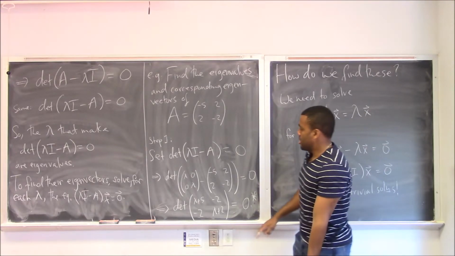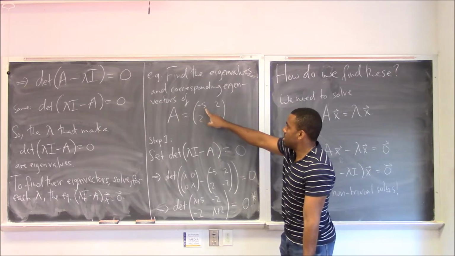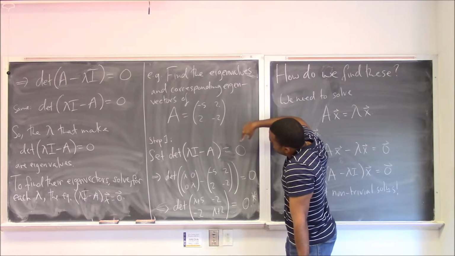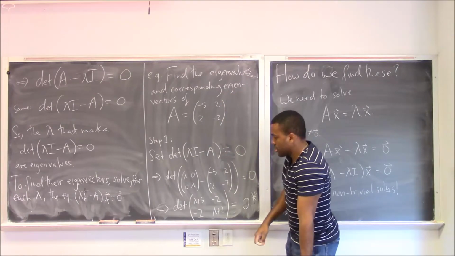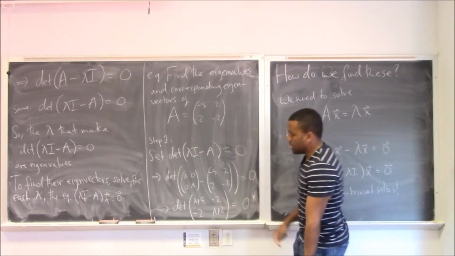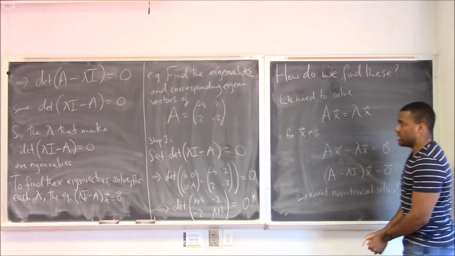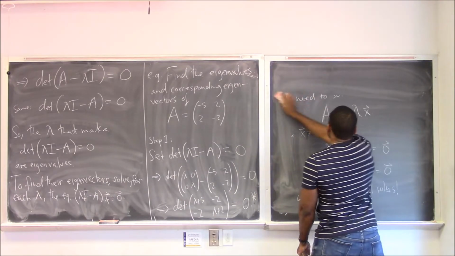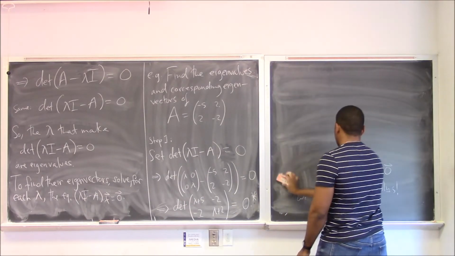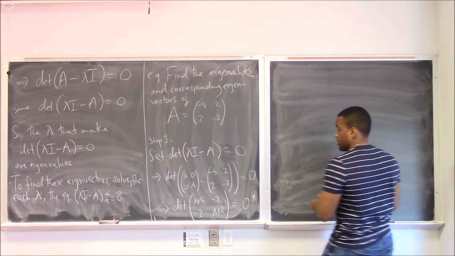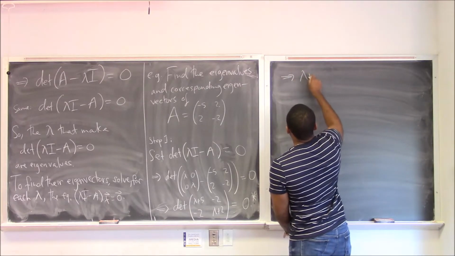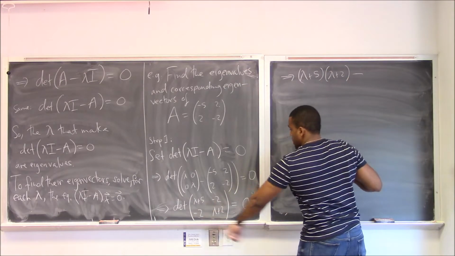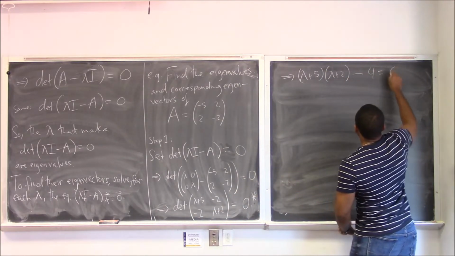So you just take lambda minus everyone on the diagonal, and then change the sign of everyone else, and that gives you the matrix that you have to find its determinant and set to 0. What's the determinant of that matrix? Lambda plus 5 times lambda plus 2 minus this times that, 4, equals 0.